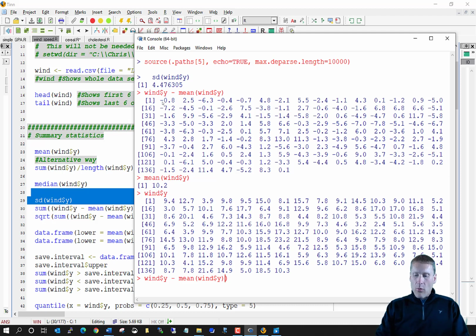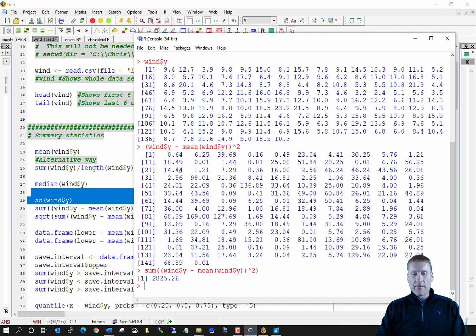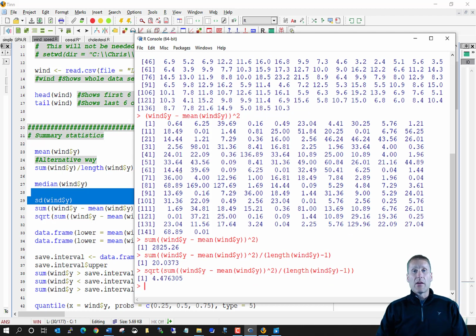Okay, now with the standard deviation formula, we need the squared deviations from the mean. So that negative 0.8 from before now becomes positive 0.64. Also with the standard deviation formula, we need the sum of these squared deviations. We saw how to use the sum function before, and there's the result that we get. Essentially then we need to get an average value, so let's divide by n minus 1. And then lastly, let's take the square root to get the standard deviation.